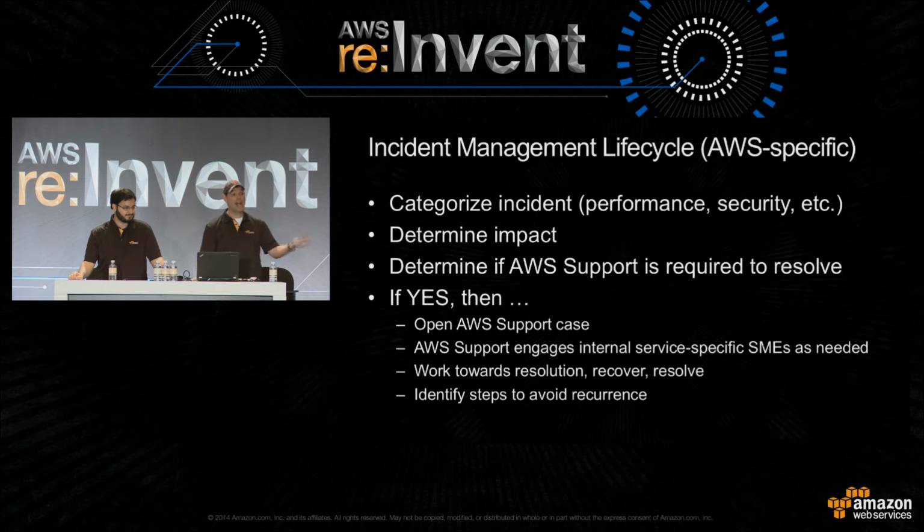So you may already have an incident response plan, and you're trying to figure out, how do I talk to AWS about my concerns and responding to incidents within my AWS infrastructure? Well, just within your existing IR plan, you'll probably want to categorize your incident, whether it's a performance-related issue, whether it's a security concern, whether it's a traffic-related concern. And you want to categorize that first and then determine the impact and determine whether or not it's something that AWS support is required to help you with.